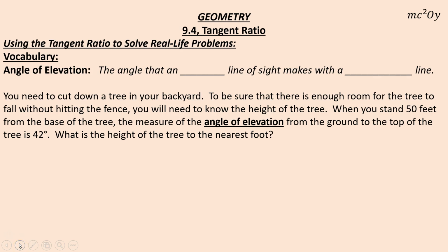And before we do that, we need to know what an angle of elevation is. The key word here that I would emphasize multiple times is the word horizontal. An angle of elevation is the angle that an upward line of sight makes with a horizontal line. So in other words, here's my horizontal line.